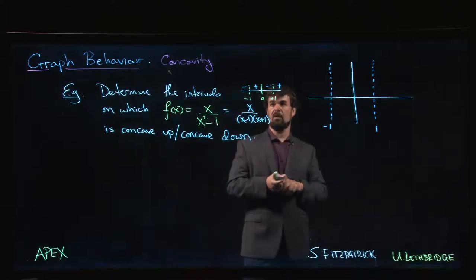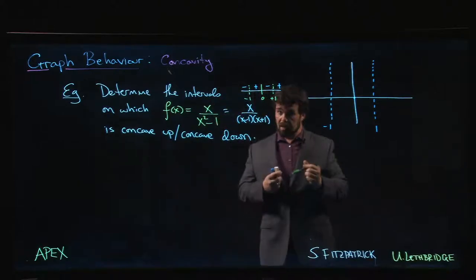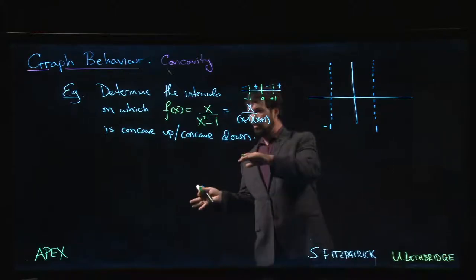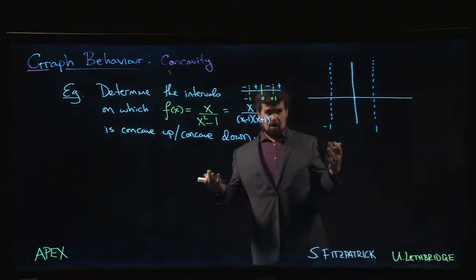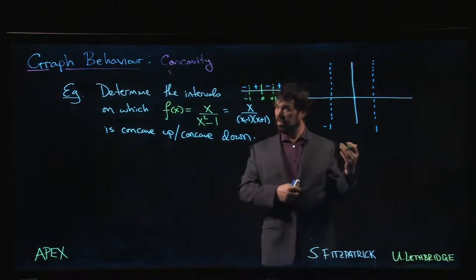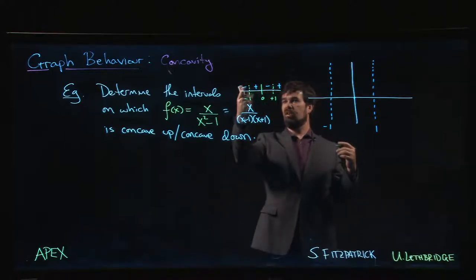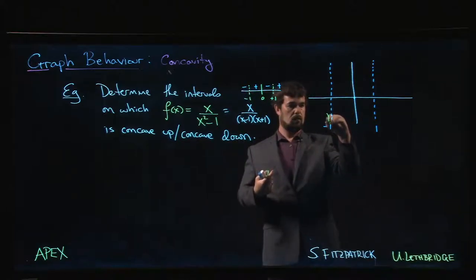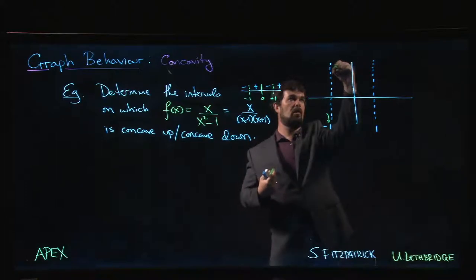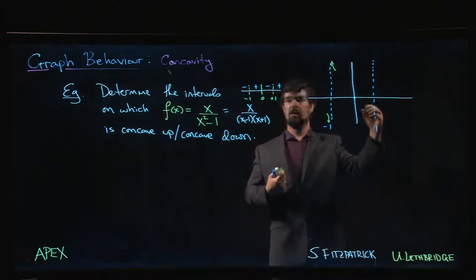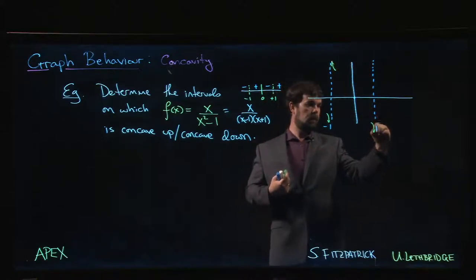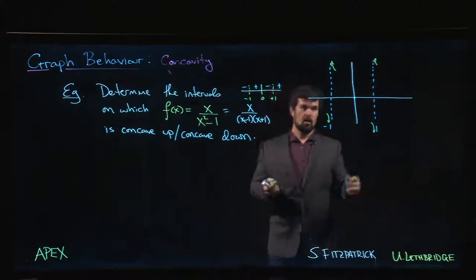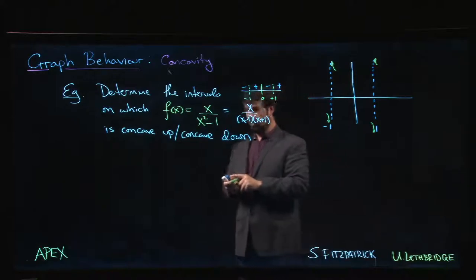Now that's useful, and notice I haven't even taken a derivative yet. And yes, I know really we're just asking about concavity here, but we're working towards curve sketching, so let's fill in some details. What these signs tell me on either side of the asymptote is that my graph is going down there, it's going up there, it's going down here, it's going up here. So we already have a bit of the graph filled out.